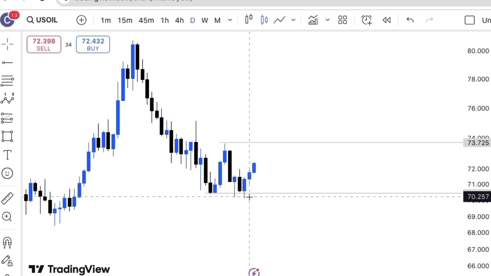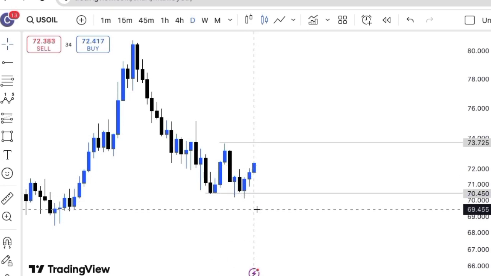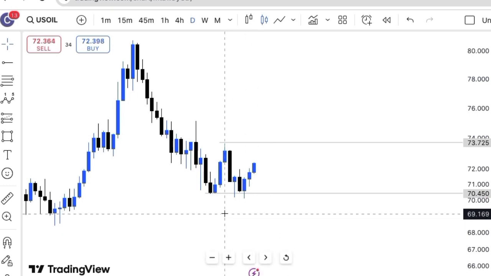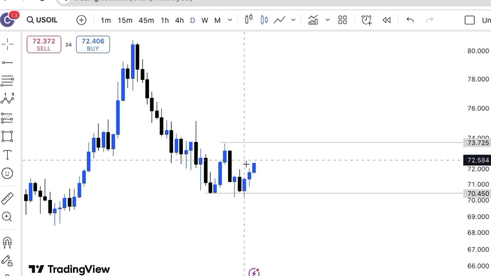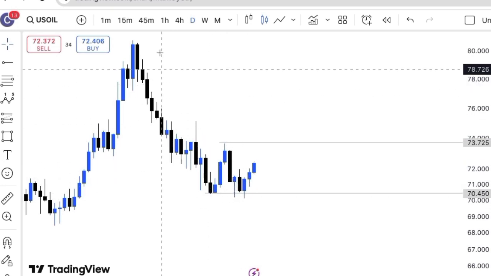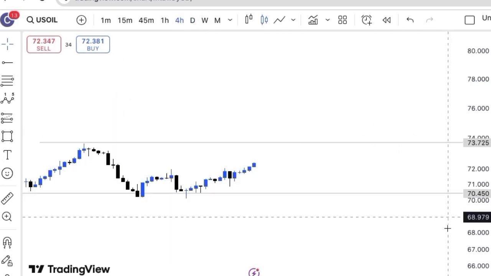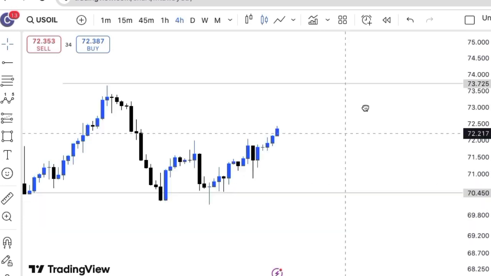When you're using this method, don't try to break even. You can only break even when a structure is broken. That's how to break even. If you break even when it hasn't broken any structure, you are bound to be stopped out, and we don't want that. So let's go to 4 hours.